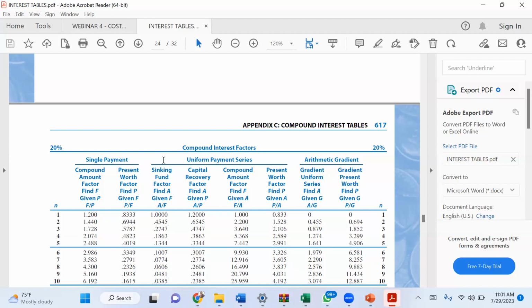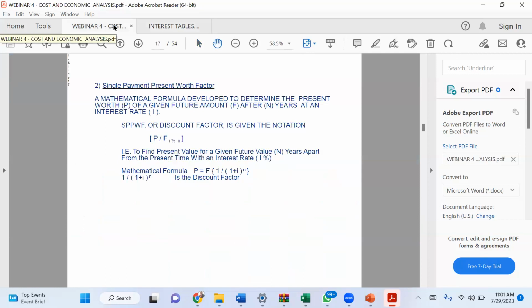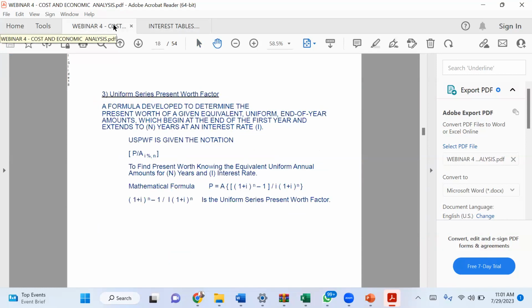Now, the other 4 we're going to go into now are more complicated, but they are more real, especially in terms of energy projects and energy auditing. They are more applicable. Now, the third one is what we call the uniform series present worth factor. Look at the mathematical formula. Just forget about it. Rather, go to this. This is what we call the table factor.